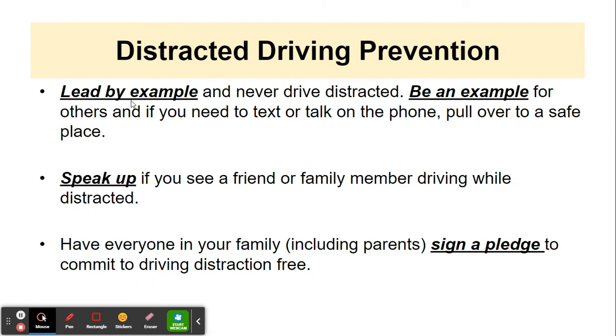Distracted driving prevention: lead by example and never drive distracted. Be an example for other drivers. And if you need to text or talk on the phone, then you can find a place and safely pull over into a parking lot, for example, to make that call or make that text message or whatever, and then turn your phone right off and get on with the task of driving.